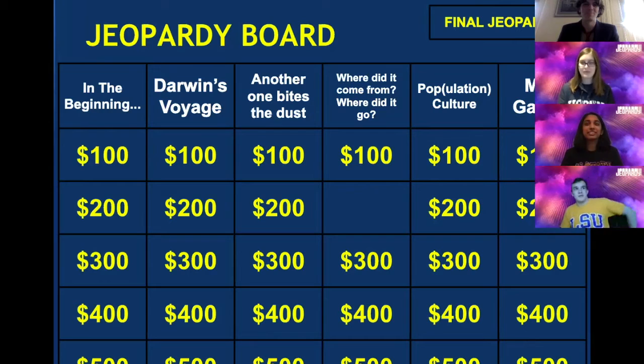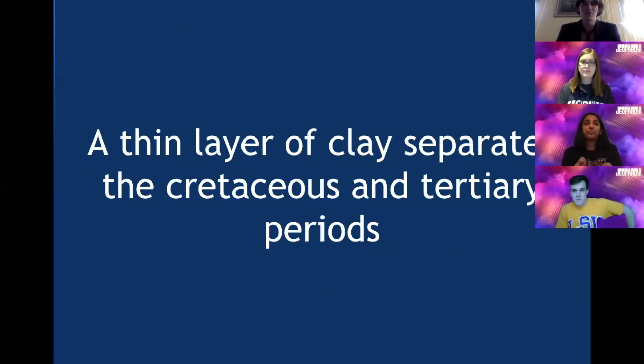Another one bites the dust for 200, please. A thin layer of clay separates the Cretaceous and Tertiary periods. Chloe. What is the KT boundary?